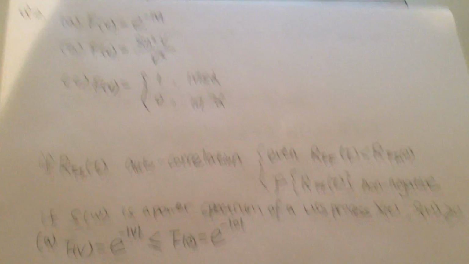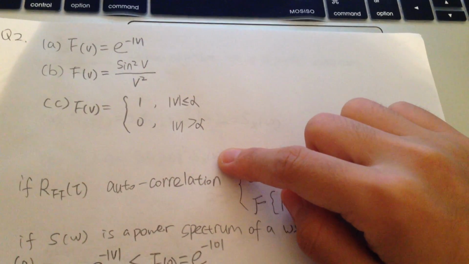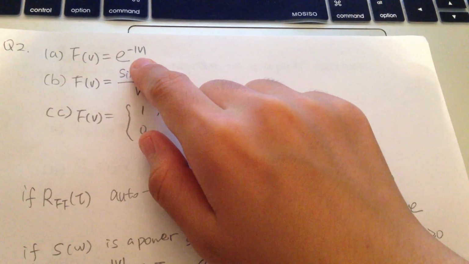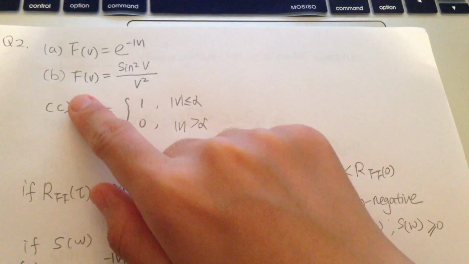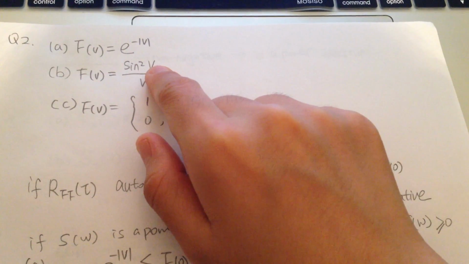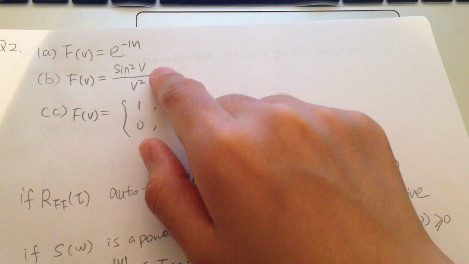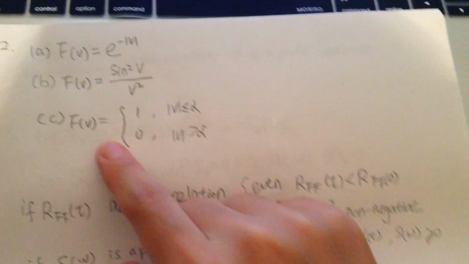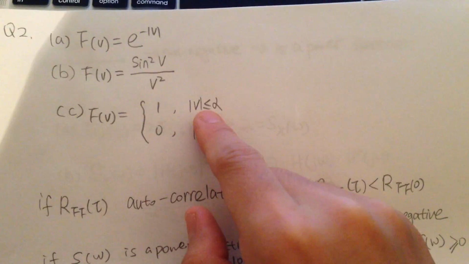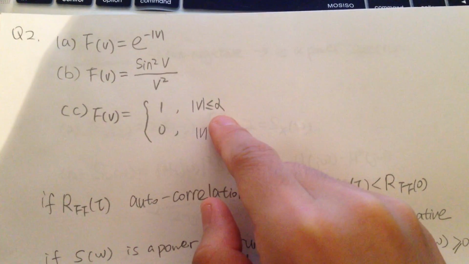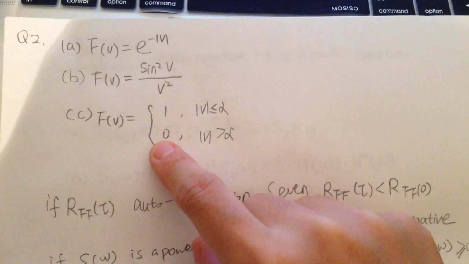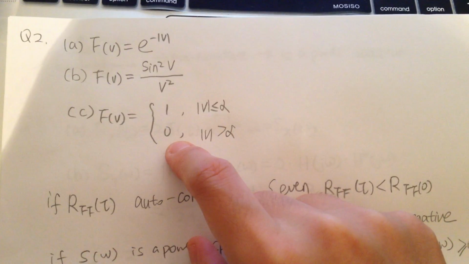So in this question, we are given three functions. The first one is f of v equals e to the power of minus absolute value of v. And the second function is f of v equals sine of v squared over v squared. And the third function is f of v equals 1 when the absolute value of v is less than or equal to alpha. Otherwise, it equals 0.